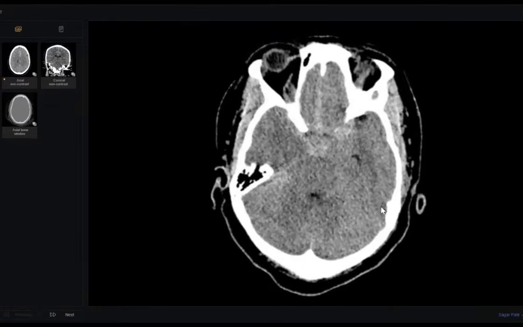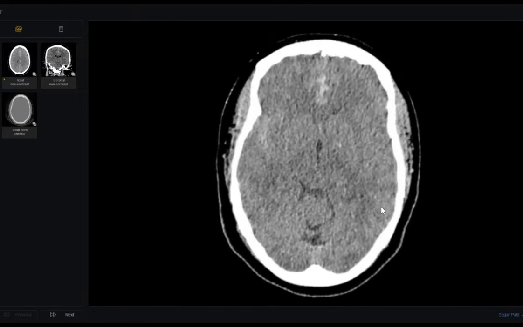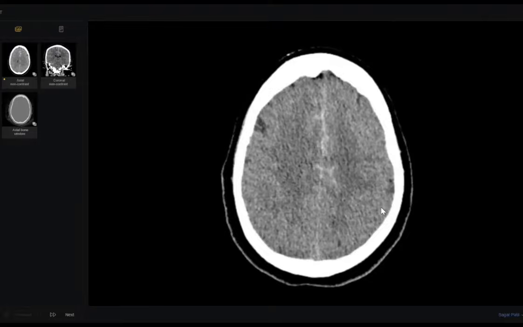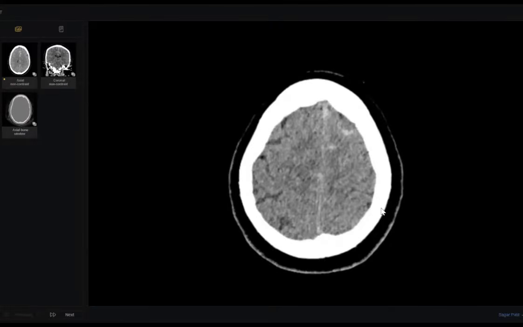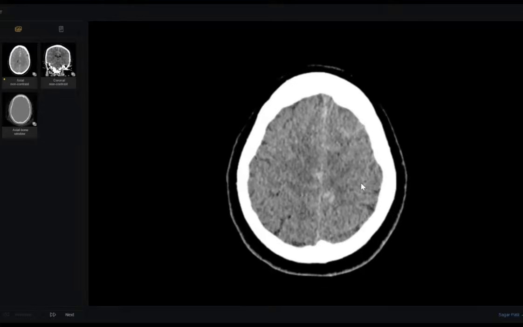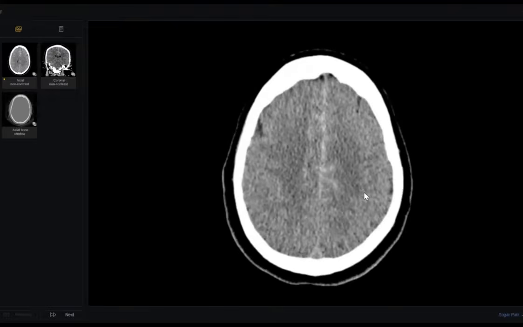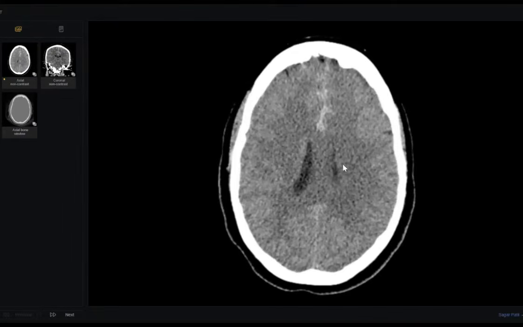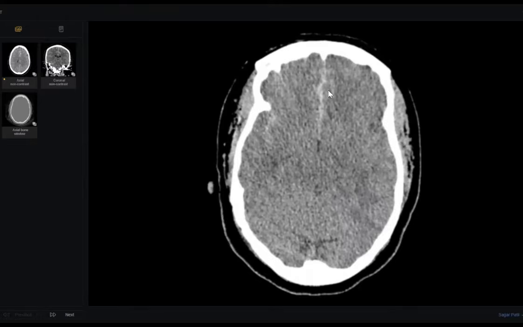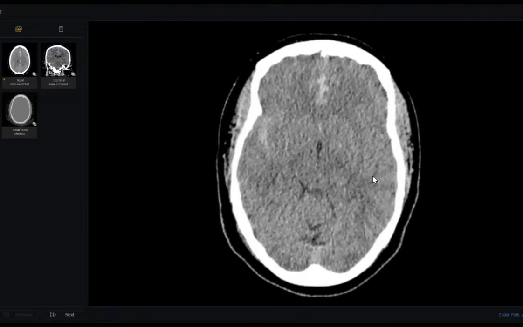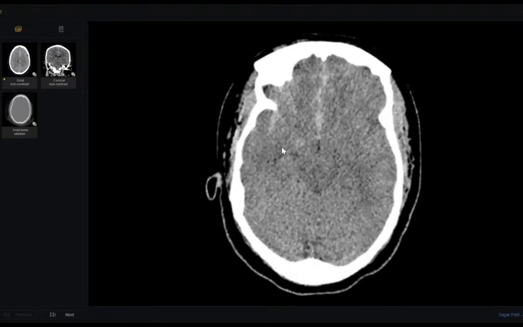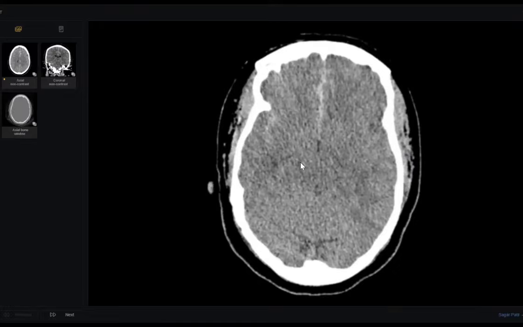I am presented with an axial CT without contrast in a 60-year-old woman. I am just scrolling. The most striking abnormality is the presence of hyperdensity at the falx cerebri as well as the cerebral gyri, indicative of hemorrhage, subdural hemorrhage, as well as subarachnoid hemorrhage. There is also some edema, which I can appreciate in the form of decreased gray-white matter differentiation. I can also see some hyperdensity at the right sylvian fissure.